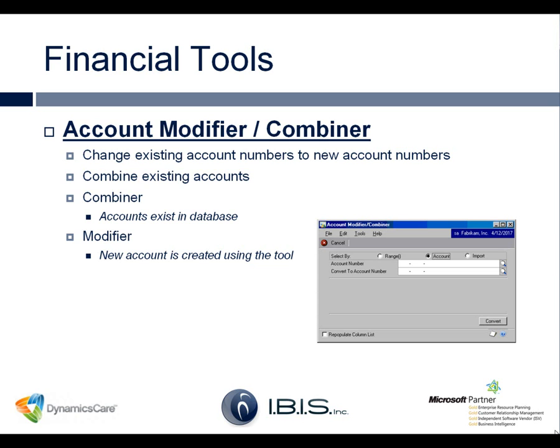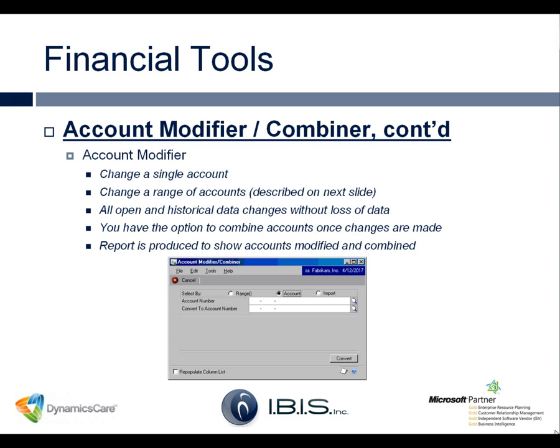accounts. The difference between combiner and modifier: combiner works where both accounts already exist in the database. Modifier is where you're creating a new account using the tool. It's the same window. The system will just know, okay, if you put an account number in the first field and you want to change it to a new account number, you're modifying it. Okay. So account modifier, this just goes through in a little more detail how to modify an account.